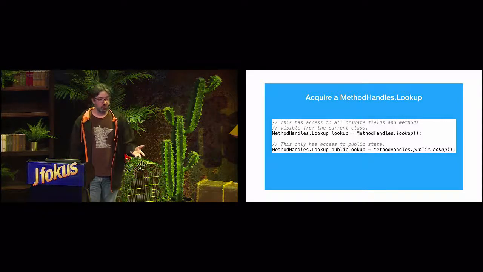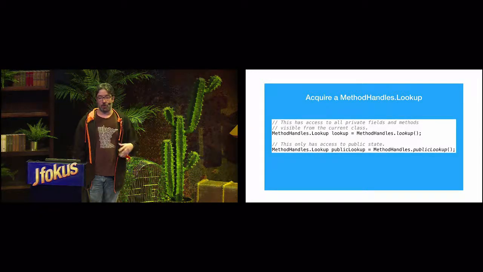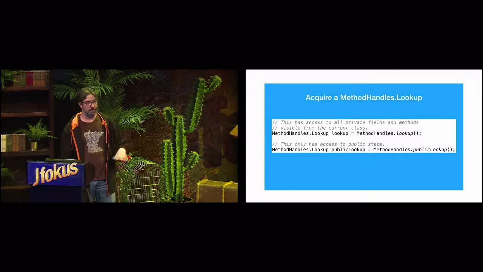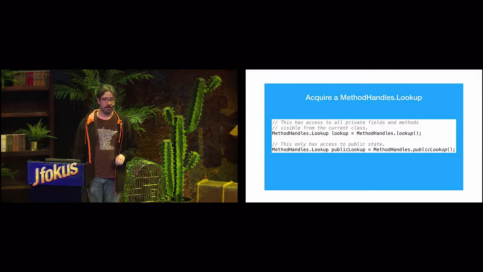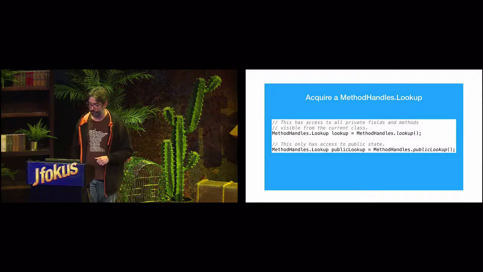The other one is the public lookup. The public lookup is what you'd expect. This is one that you'll usually be using if you're playing with the API. It only can see things that would be public from anywhere in the Java ecosystem. So public fields, public methods, and so on.